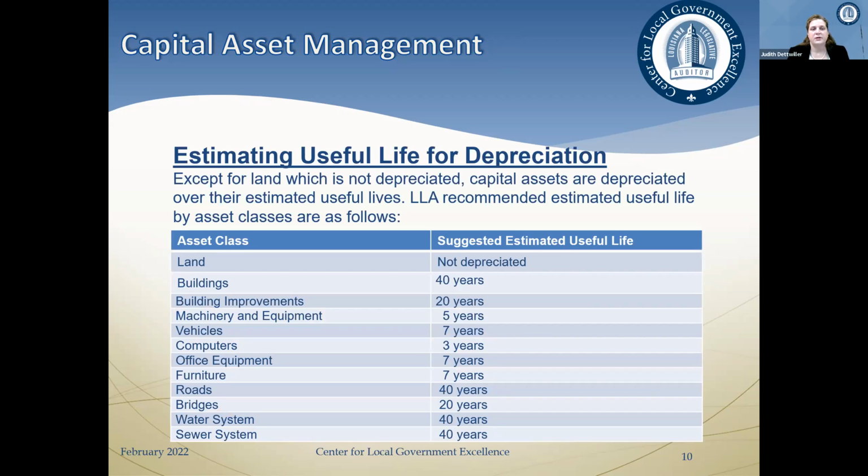So the next step is, once you've decided that something has met your capitalization threshold, you need to determine how long you're going to depreciate that item for. So that's going to be your estimated useful life. You want to make sure it is over 1 year, or else you're not going to capitalize it. You're going to expense it at purchase, which would show up on your statement of activities.